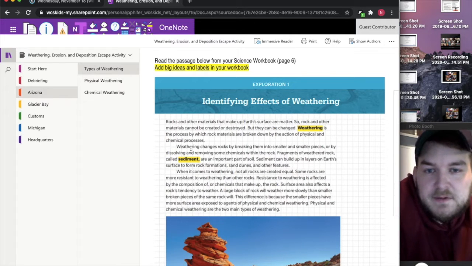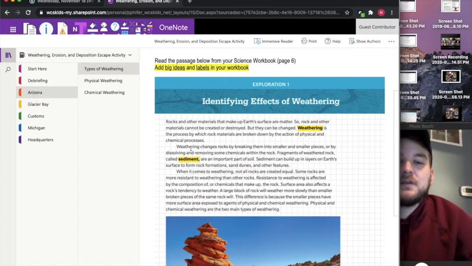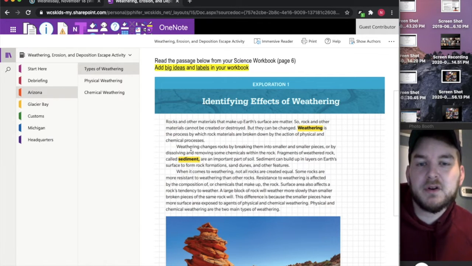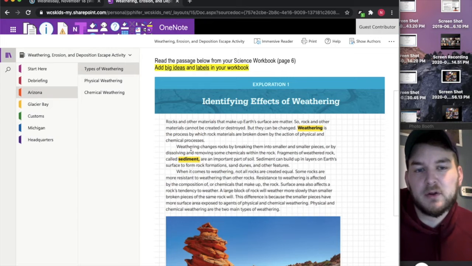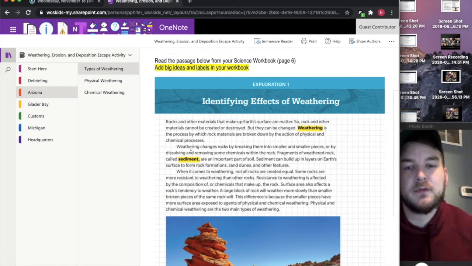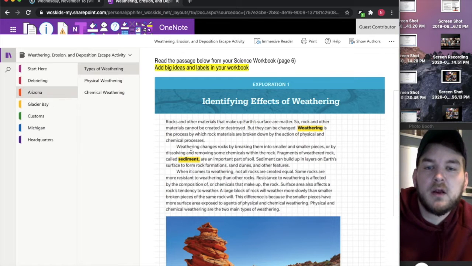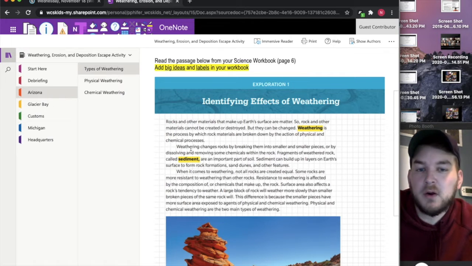Weathering is the process by which rock materials are broken down by the action of physical and chemical processes. Weathering changes rocks by breaking them into smaller and smaller pieces, or by dissolving and removing some chemicals within the rock. Fragments of weathered rock, called sediment, are an important part of soil. Sediment can build up in layers on Earth's surface to form rock formations, sand dunes, and other features.